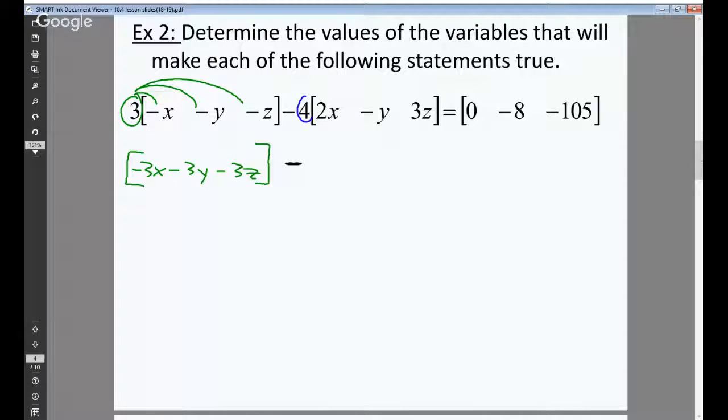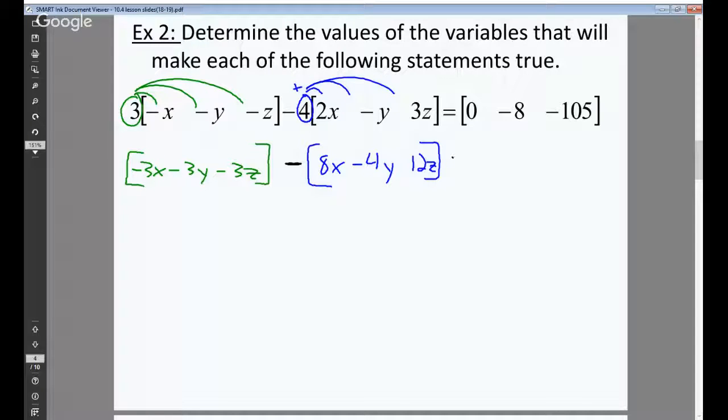and then here we're going to have a positive 4. Don't be confused. Don't think of that as a negative 4. Think of it as a minus and then a positive 4 being distributed to each element in the next matrix. Do not fall for that. I know it's tempting, but do not do it. Think of it as a positive 4, not a negative 4. Then 4 times 2x will be 8x, and then 4 times -y will be -4y, and then 4 times 3z will be positive 12z.